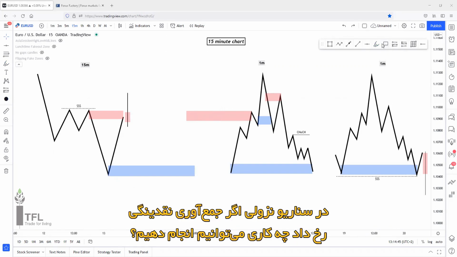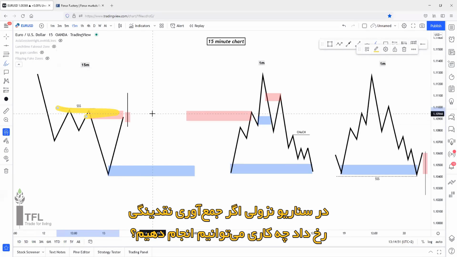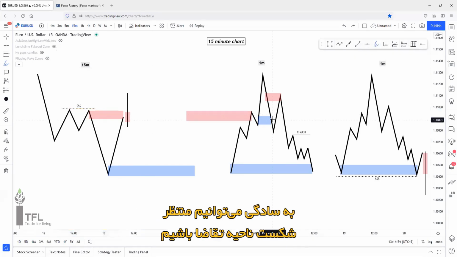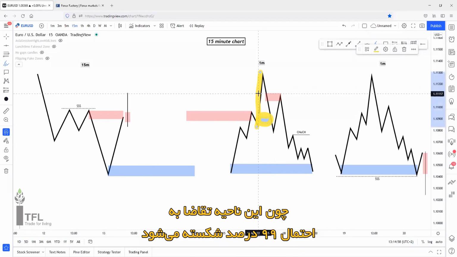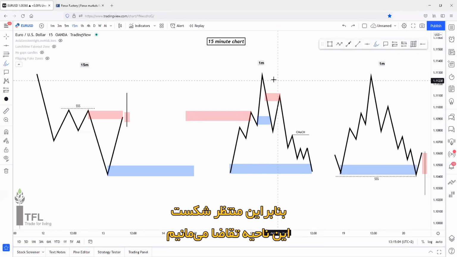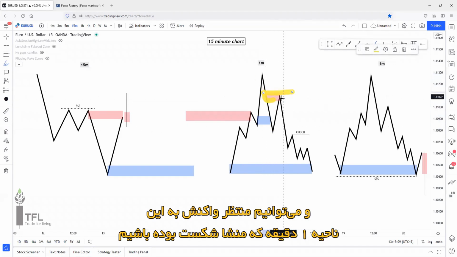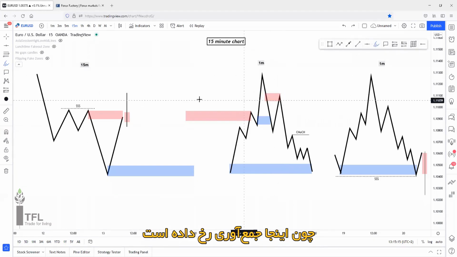Understand. What can we do in this scenario if the sweep happens to the upside, for example, in the short scenario? We can just simply wait for a break of this demand zone that has caused this sweep, because this demand zone will be broken 99% of the time, right? So we can wait for a reaction on this 1 minute zone that has caused the break, and you'll be able to execute a position on this zone, because the sweep has happened right here.